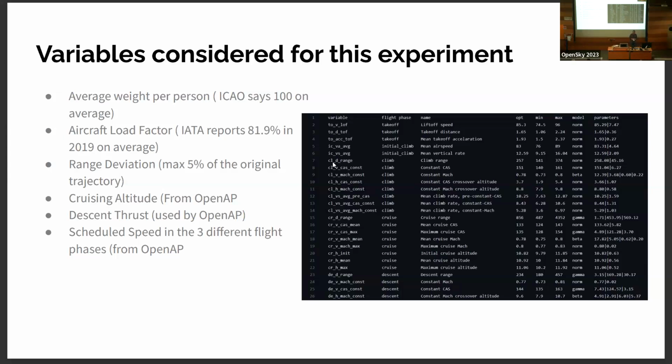And lastly, from the presentation before as well, there are different schedule speeds that are taken in the 3 different flight phases. There is the max speed during cruising, and there is the CAS speed that is used during climbing and descent as well. And we wanted to check if those different inputs could have a huge impact on the fuel estimation at the end.